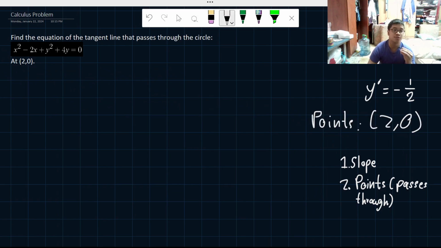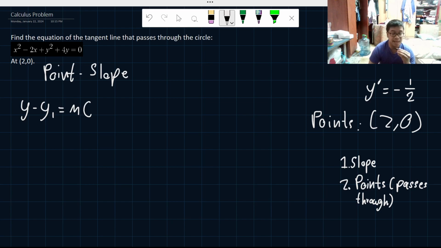Here we're going to use the formula, which is called the point slope formula, and that is y minus y sub 1 is equal to m times quantity x minus x sub 1. This is the point slope formula. Now, let's have a recall. This m, letter m, is the slope. Your y sub 1 and x sub 1 are the points where it passes through.